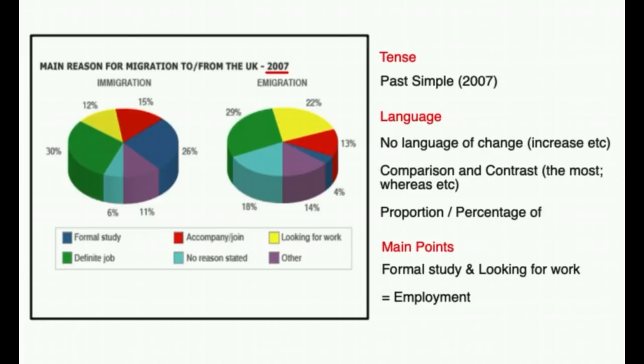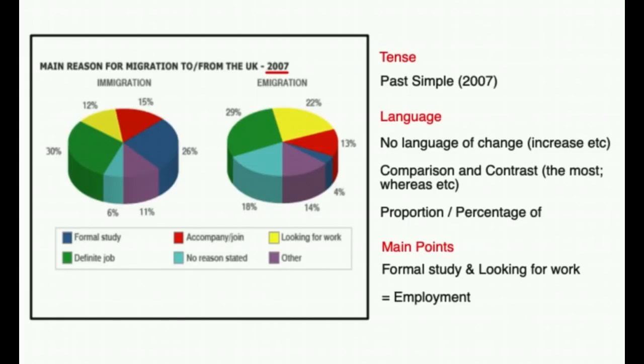Sometimes you may get 2 IELTS pie charts, each with a different year, so you can do that. But in the case of this IELTS pie chart, it's comparing 2 activities rather than 2 years. So you can only use the language of comparison and contrast, such as the most, more than, whereas, however, etc. With pie charts, we also use the words percentage or proportion of to talk about the figures.